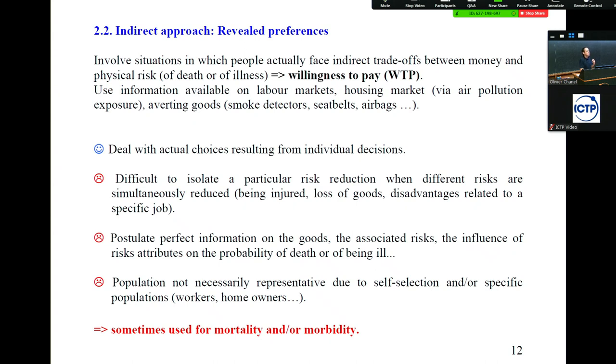It postulates that people are perfectly aware of the type of risk they have when they choose a job or when they choose to live in one specific place, which is not necessarily true. And the population that chooses risky jobs is not representative of the general population, since people that are less risk averse choose more risky jobs. So we cannot generalize easily what we observe on the job market to the general population. But this type of method is sometimes used to value mortality and morbidity.